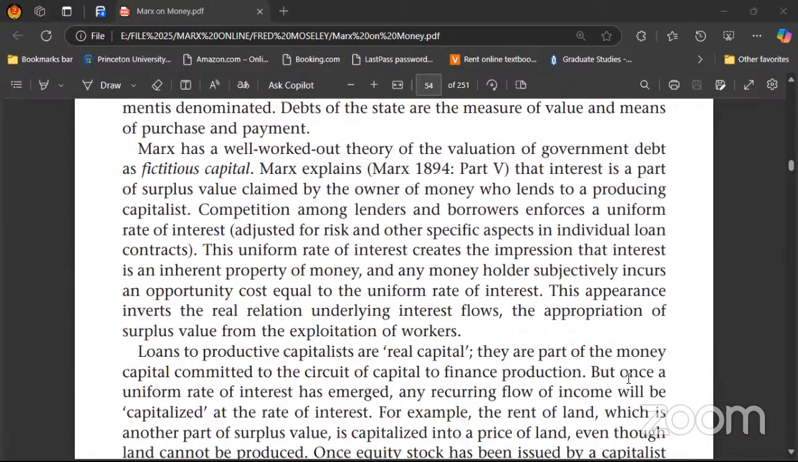Marx explains that interest is a part of surplus value claimed by the owner of money who lends to a producing capitalist. Competition among lenders and borrowers enforces a uniform rate of interest adjusted for risk and other specific aspects in individual loan contracts. This uniform rate of interest creates the impression that interest is an inherent property of money and that any money holder subjectively incurs an opportunity cost equal to their uniform rate of interest. This appearance inverts the real relation underlying interest flows, the appropriation of surplus value from the exploitation of workers.